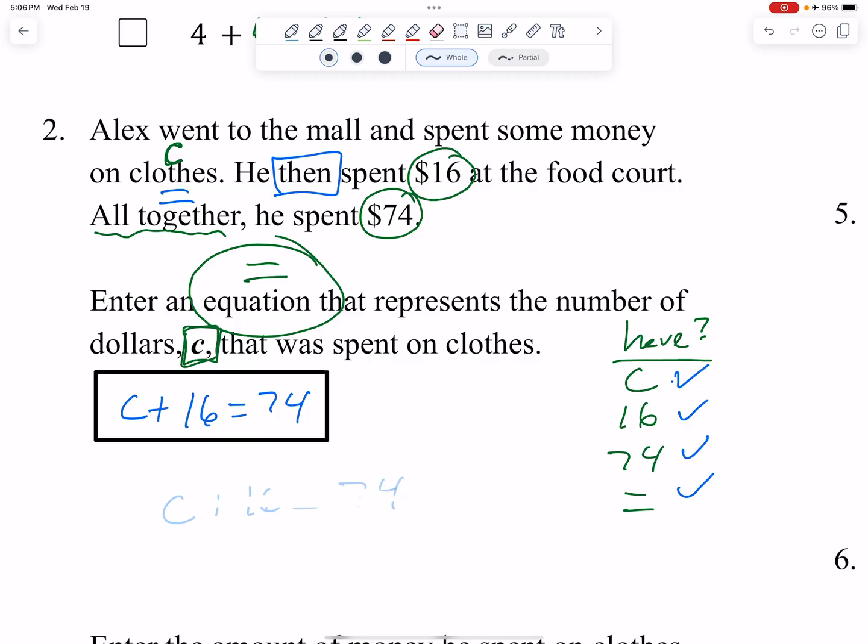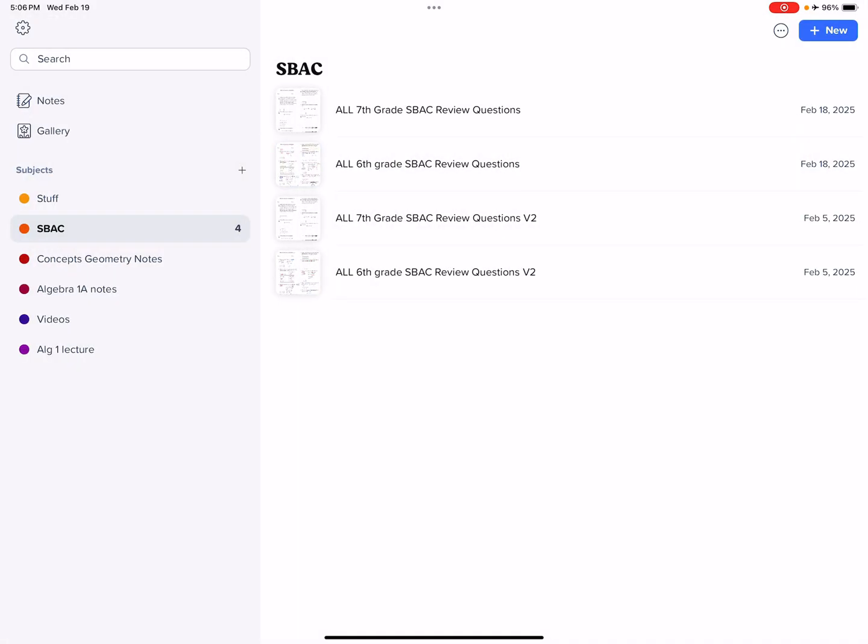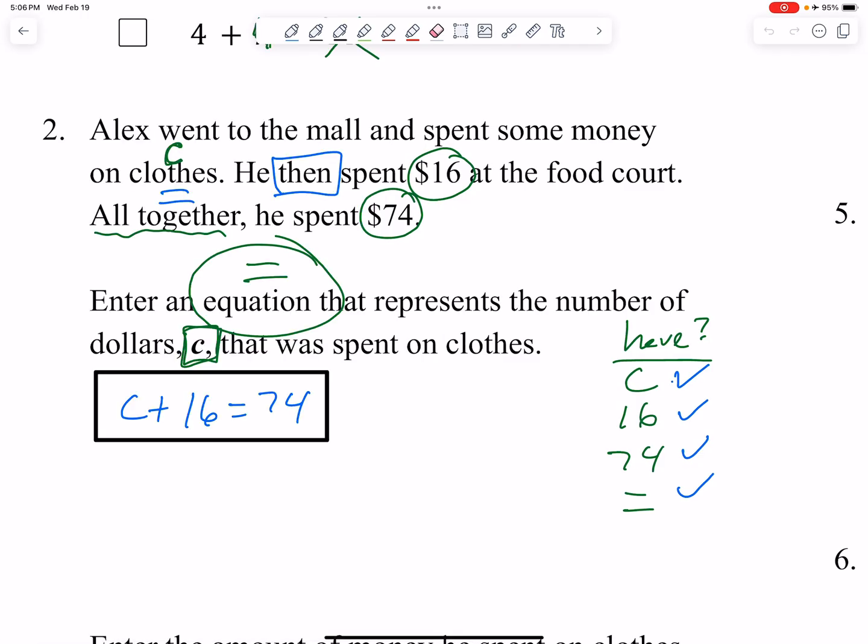Now, the thing that's crazy about these is that you guys might have a different equation, which is totally fine. Maybe some of you said, I got 16 plus C equals 74. That's okay. Some of you might have said 74 equals C plus 16. That's okay. Any equivalent equation should count for your exam. If you didn't write it exactly like mine, it's okay as long as you wrote it similarly.